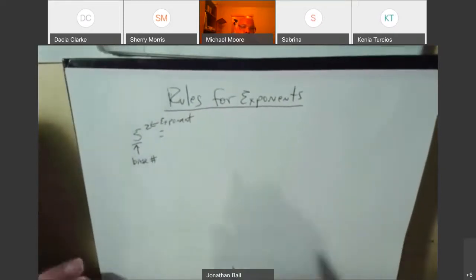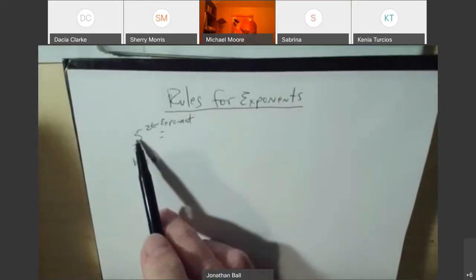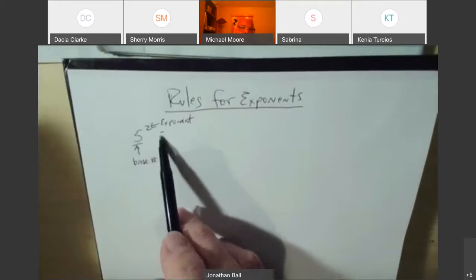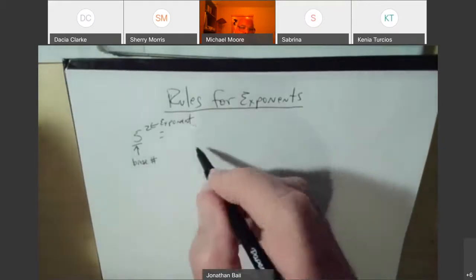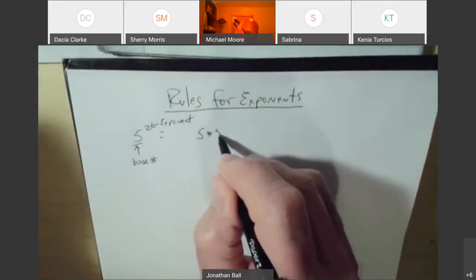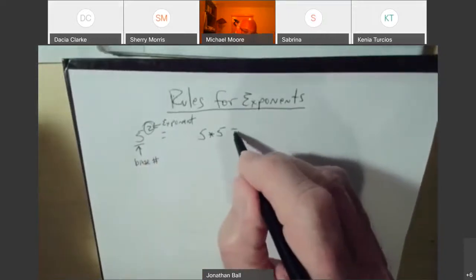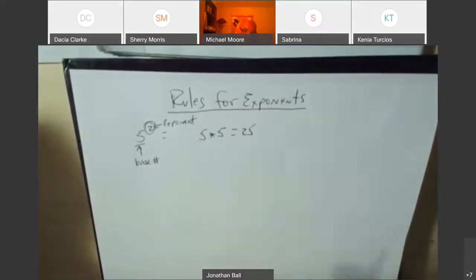Okay, what the exponent does is says how many times do you multiply the base number times itself. This means we multiply it times itself twice, 2 times. If you forget, your brain goes numb, put it in the calculator. It'll do it for you.